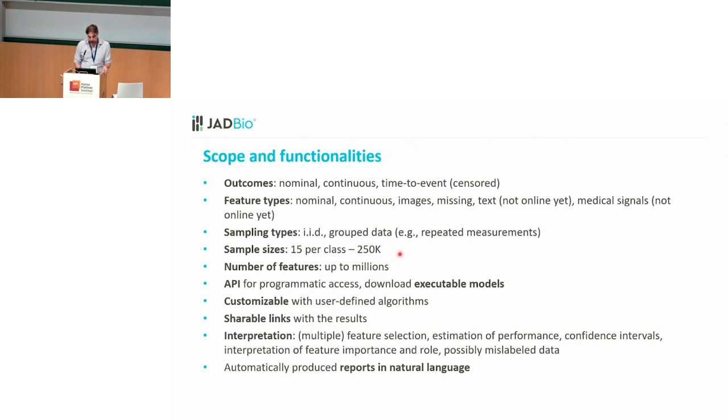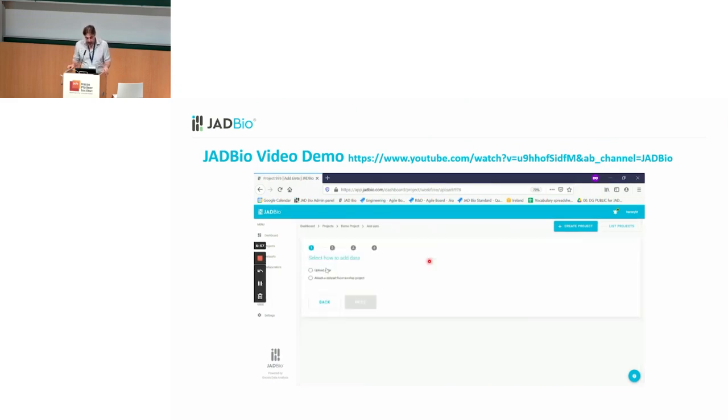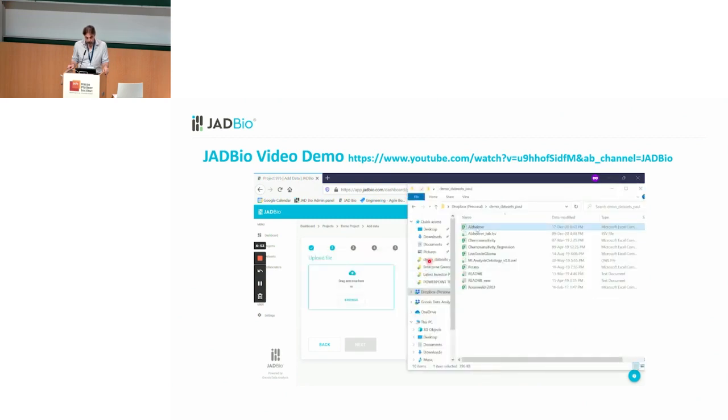It can handle repeated measurements and sample sizes down to 15 per class. So it can run with tiny data sets and scales up to 2 million features. It has an API and so forth. All right, here's how you can run it with a GUI at least. You upload a data set by drag and drop.